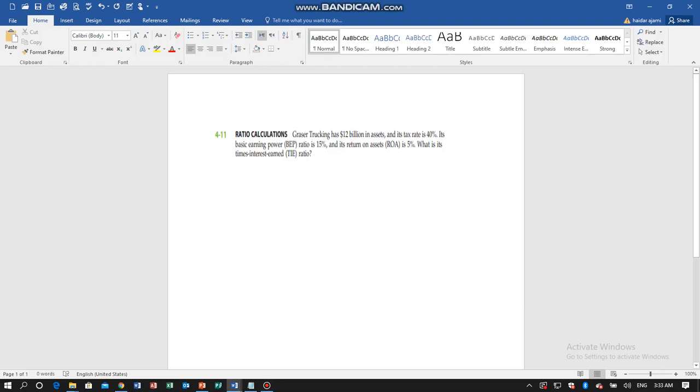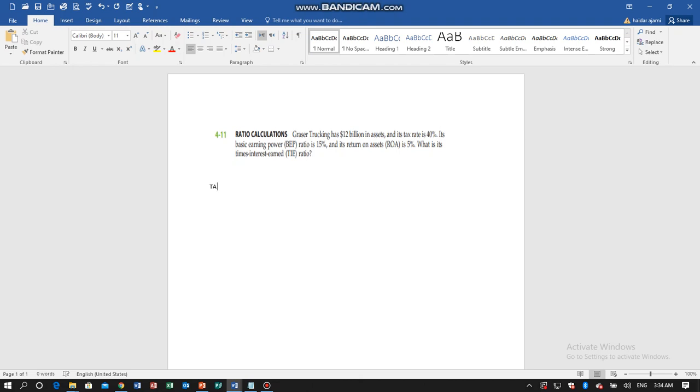4.11 Ratio calculations. Grazer Trucking has $12 billion in assets and its tax rate is 40%. Its basic earning power ratio is 15% and its return on assets is 5%. What is its times interest earned ratio?